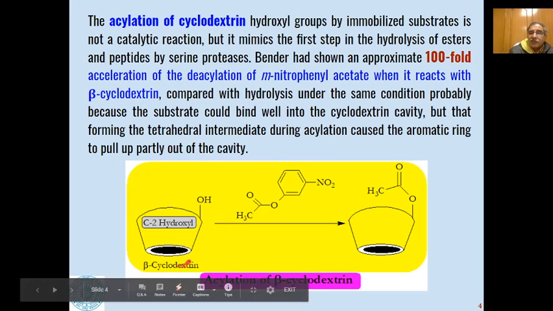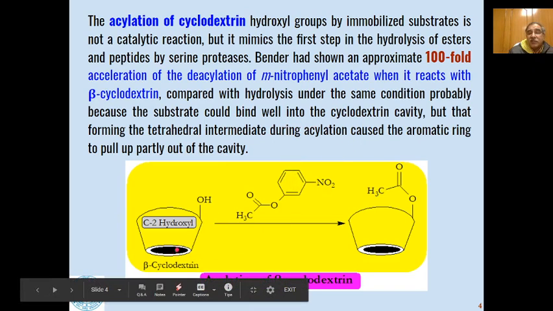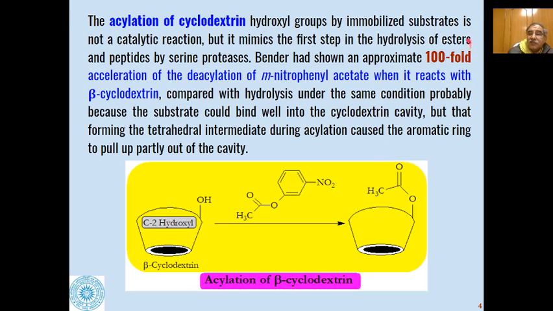If we compare this with the hydrolysis under the same conditions, here only because this substrate could bind well into the cyclodextrin cavity, and the tetrahedral intermediate formed during acylation fits into the cavity of the beta cyclodextrin very easily, because of that the reaction is 100 times faster than the normal acylation reaction.